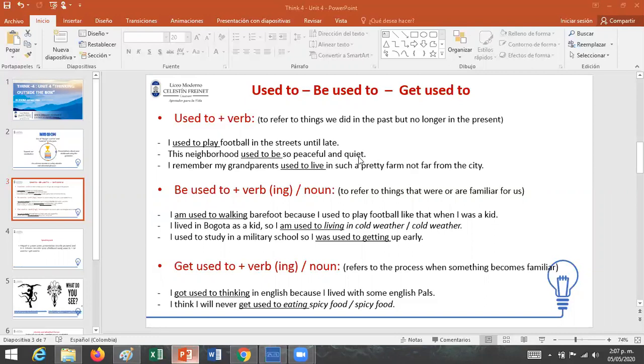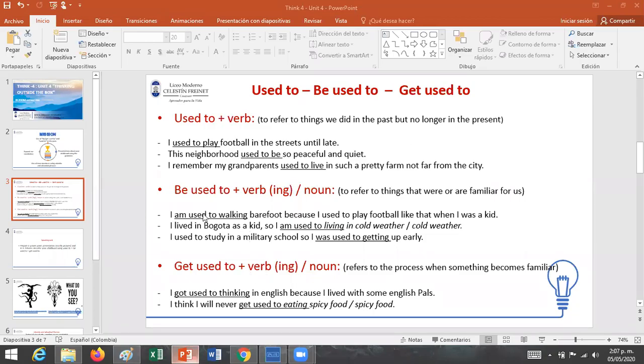that means that the neighborhood isn't peaceful and quiet anymore, no? So it used to be peaceful and quiet in the past. I remember my grandparents used to live in such a pretty farm, not far from the city. Maybe today they live in the city, in a modern apartment, not in a farm anymore. Okay, do you understand how to use used to? Solía hacer tal cosa. Yes. Listo, ahí no hay problemas.